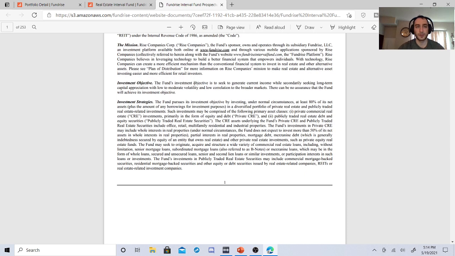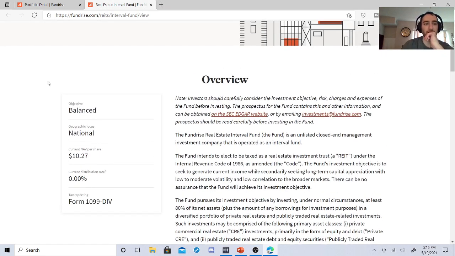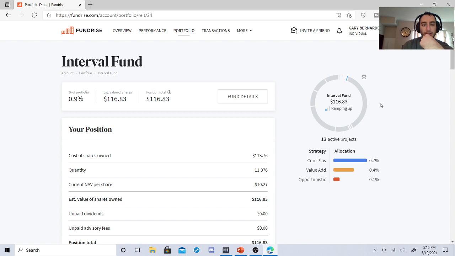The fund's investment objective is to seek to generate current income while secondarily seeking long-term capital appreciation with low to moderate volatility and low correlation to the broader markets. There can also be no assurance that the fund will achieve its investment objective. Well, I'm going to be honest with you. I do feel very confident in this, and I'm very glad that I did invest in Fundrise.